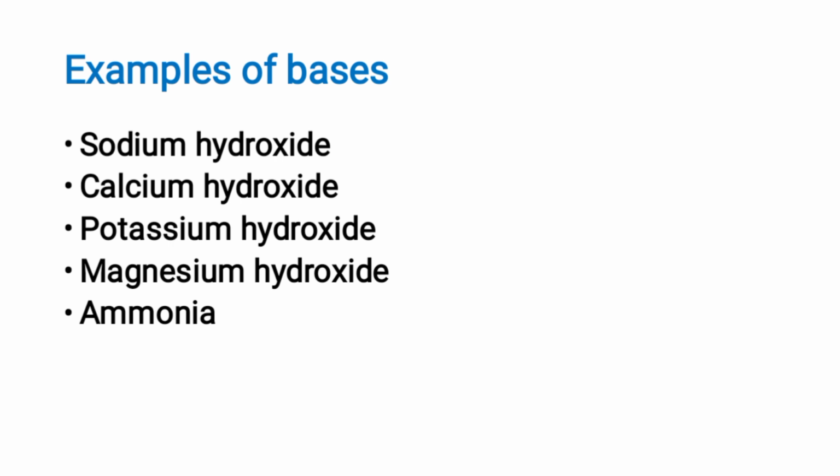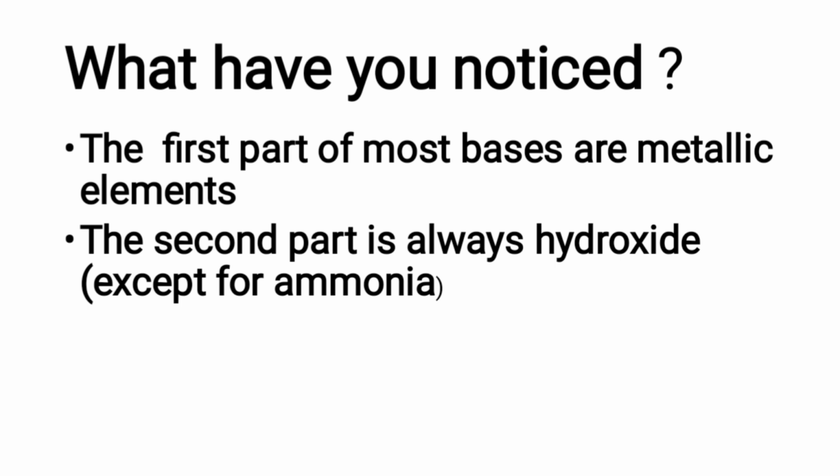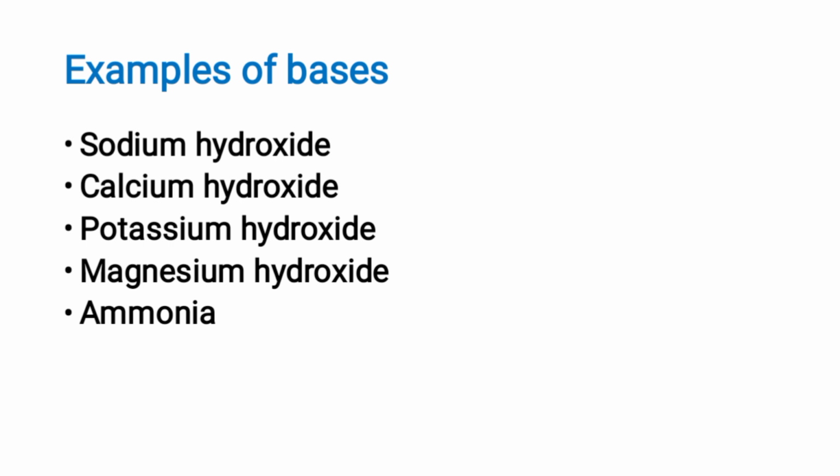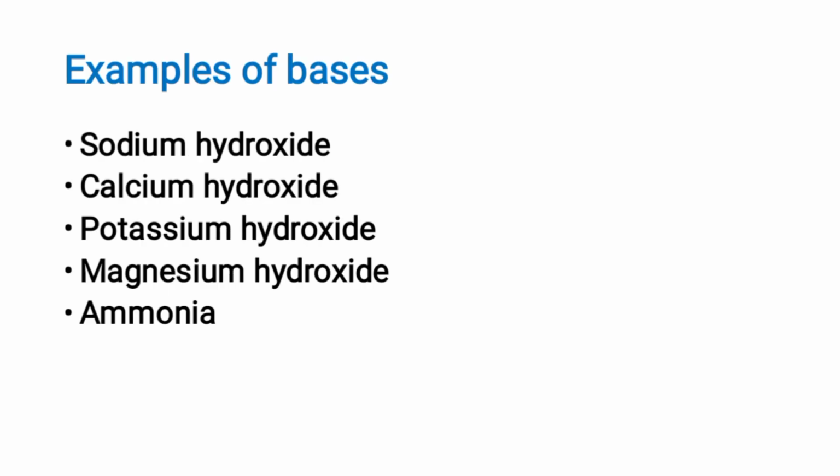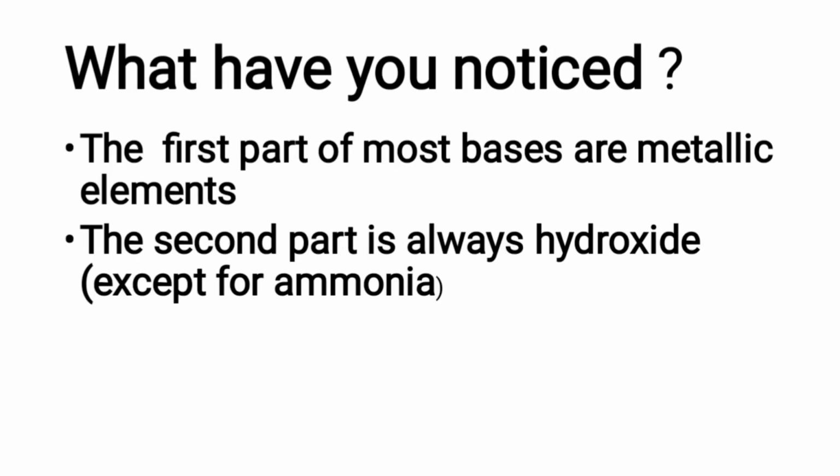So, what have you noticed? The first part of most bases are metallic elements. If you go back here, you might find sodium, calcium, potassium, magnesium. They're all metals. So the first part of most bases are metallic elements. And the second part of it is always hydroxide, except for ammonia. So you might see we have sodium hydroxide, calcium hydroxide, potassium hydroxide, magnesium hydroxide. So they are all hydroxides.